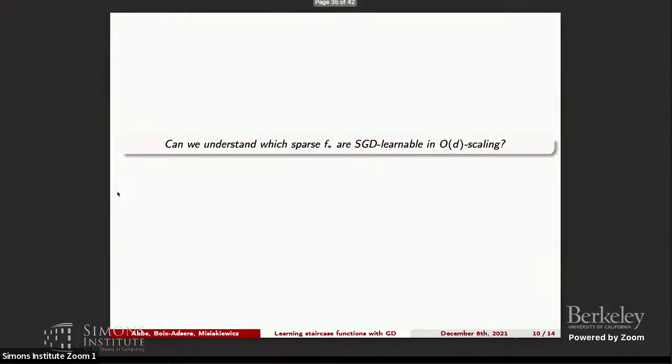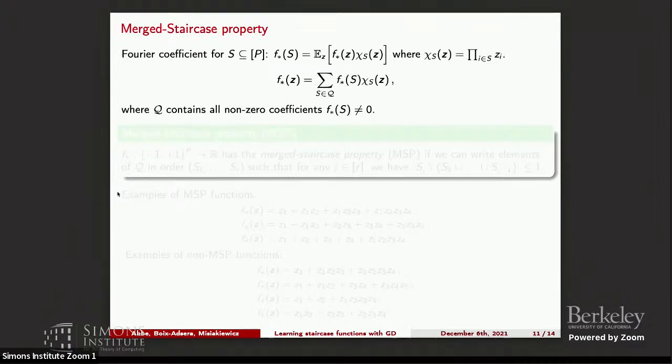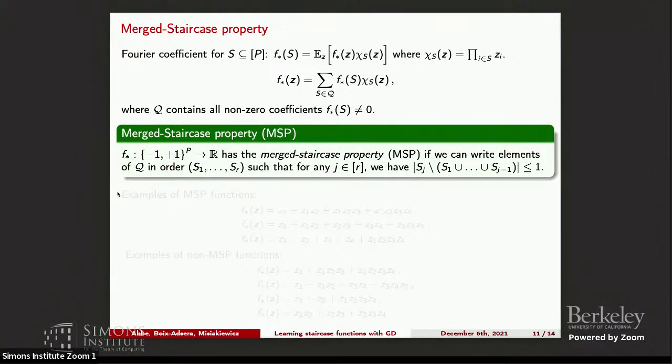Okay. So can we understand which sparse F star is SGD learnable in O(D) scaling? We'll introduce the merged staircase property, a generalization of the vanilla staircase property. We take F star and decompose it into its Fourier coefficients, and we denote Q all the non-zero Fourier coefficients. We say that F star has the merged staircase property if we can write the elements of Q in order S1 to SR, so that for any J, SJ adds at most one element to the support of the previous Si's.